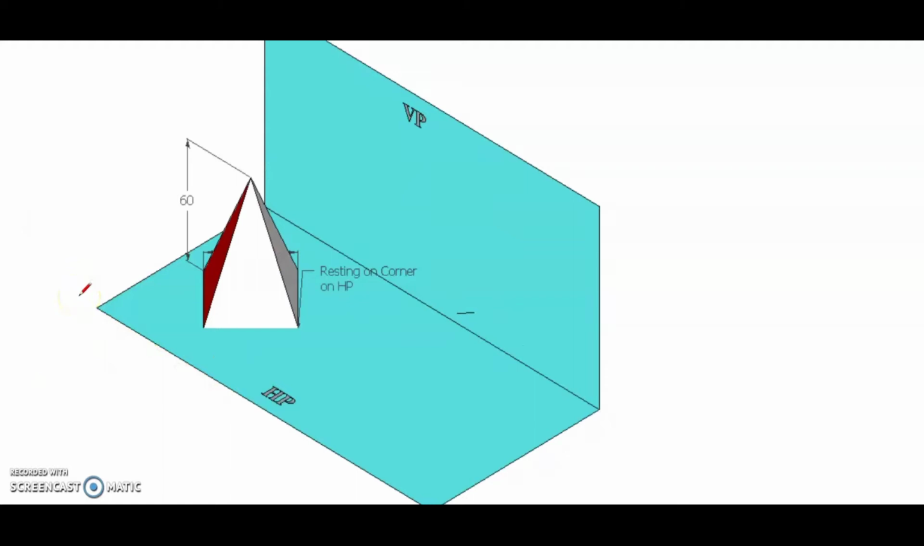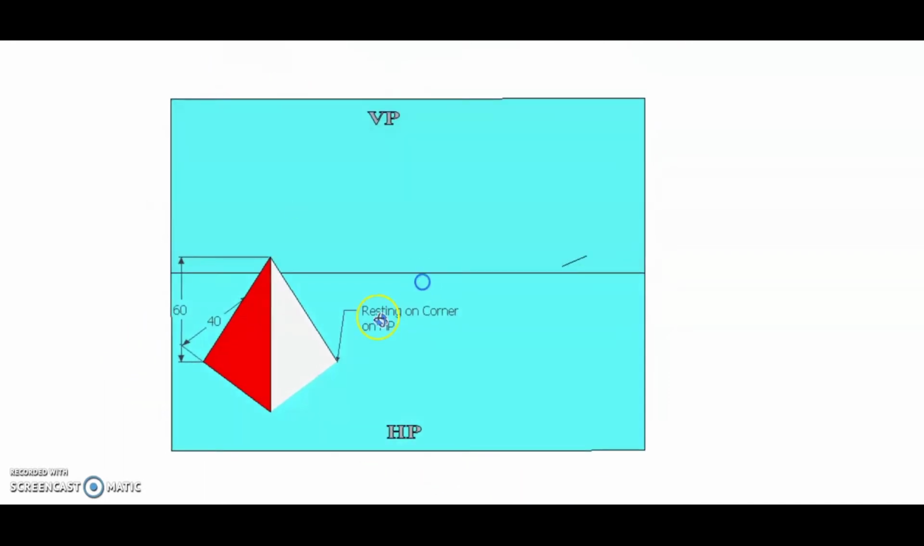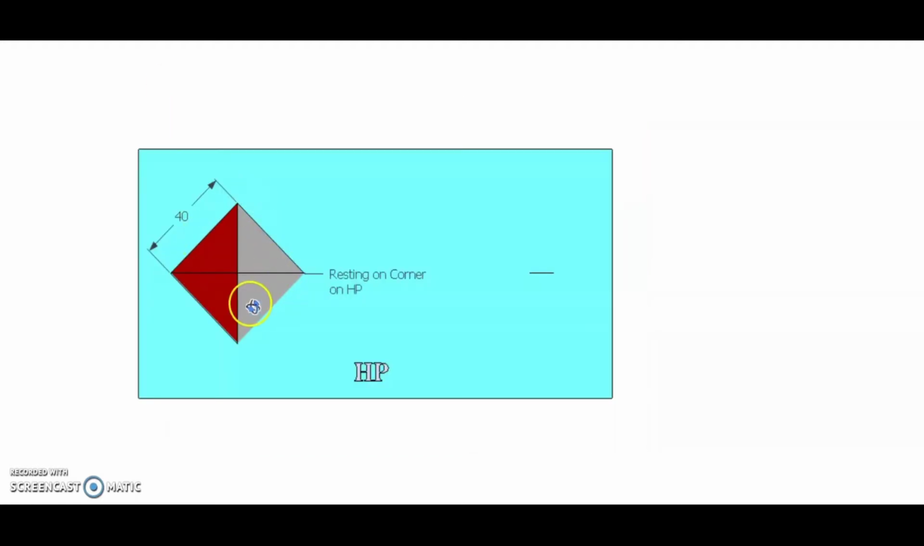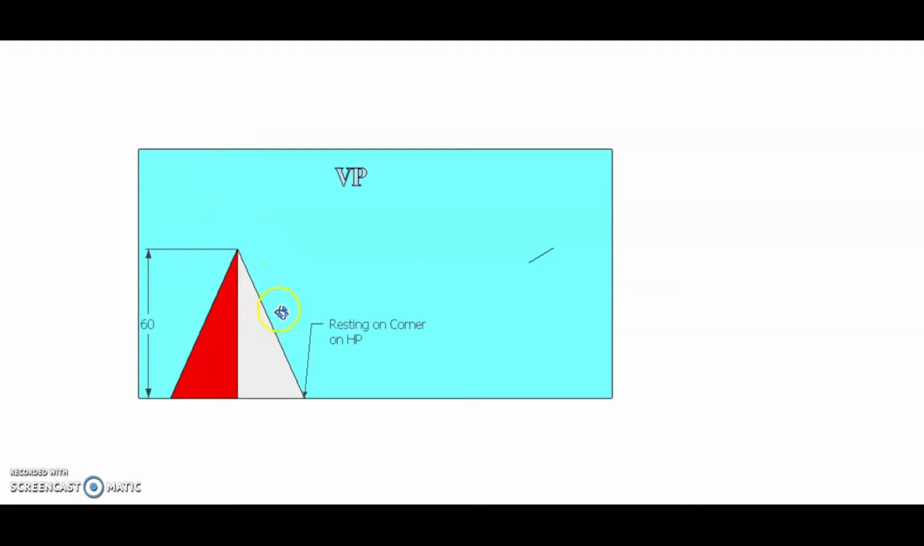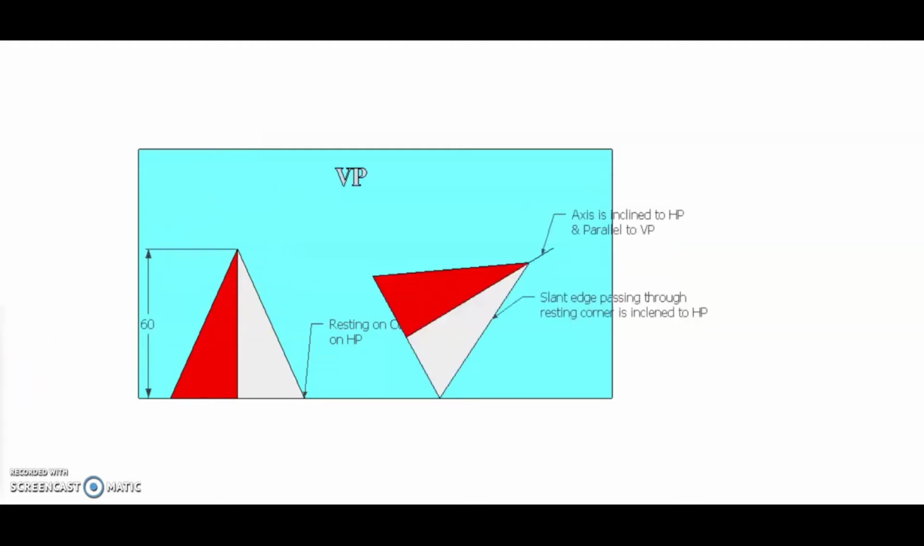Now consider the next case in which a square pyramid is given, which is resting on one of its base corners on HP. So this is the initial condition in which its base is fully resting on HP and axis is perpendicular to HP. So we have to draw its top view first, then its front view. Then in inclined condition, we have to redraw this front view in this way, as according to the problem statement.